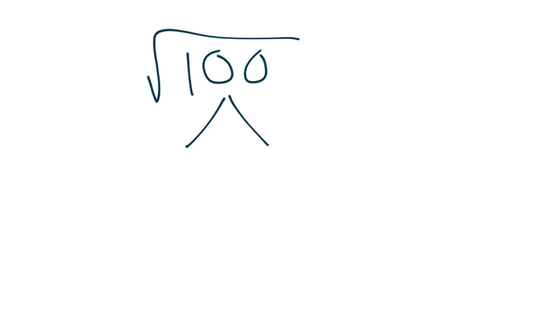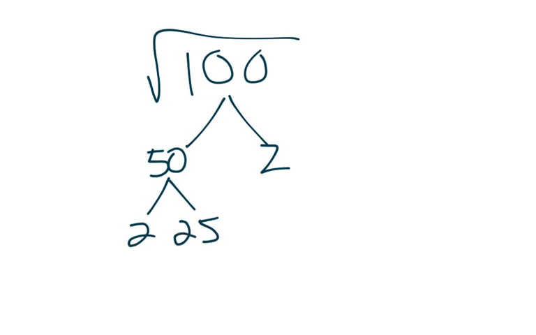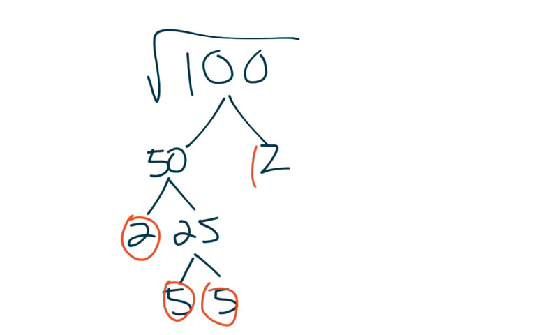So let's do a little bit harder one. Let's do the square root of 100. And you might already know the answer, and that's fine, but we're going to work it out. So 100, you can break it down to 50 times 2. And then you could break down again to 2 times 25. And then we could break 25 down to 5 times 5. So notice that we have a 2, a 5, and a 2. So I'm going to rewrite it.